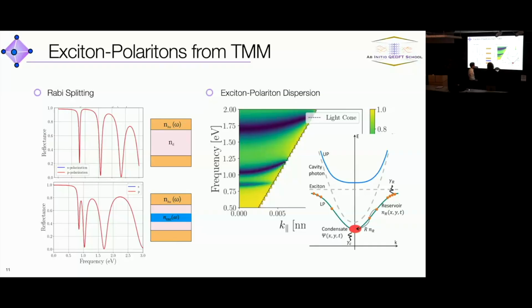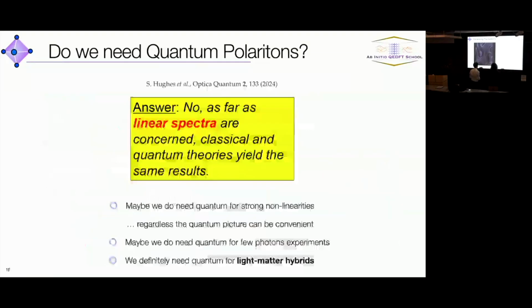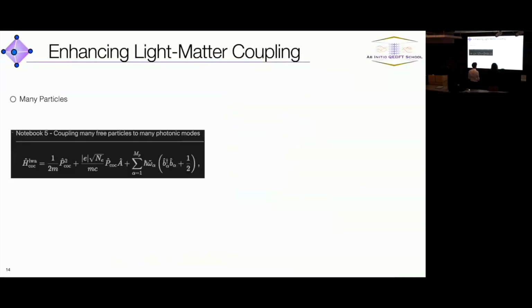Can you go back a few slides? Yeah, right here. Okay, so this is what you see, right? It's a Drude model for gold and Lorentz. This is also sometimes called Lorentz. Okay, yeah, that makes sense. Next one will look like that, I'll show you. The exciton looks like that. I don't know if you know about excitons.